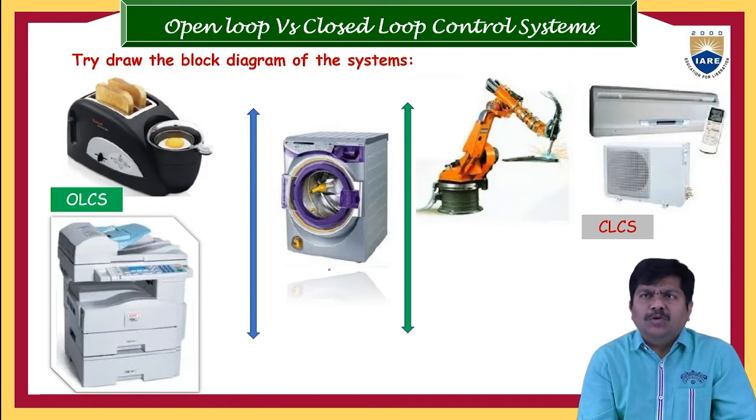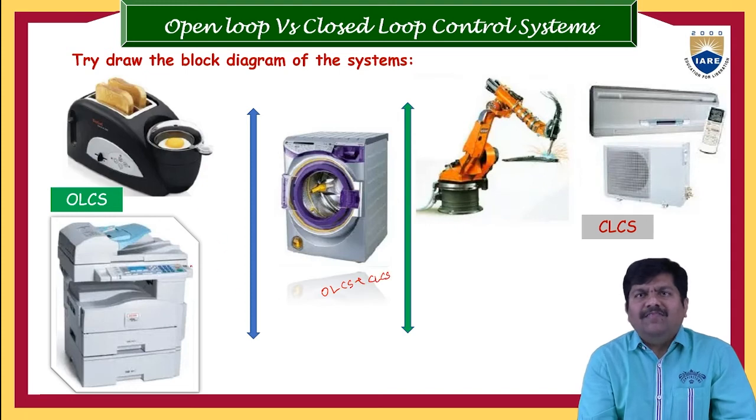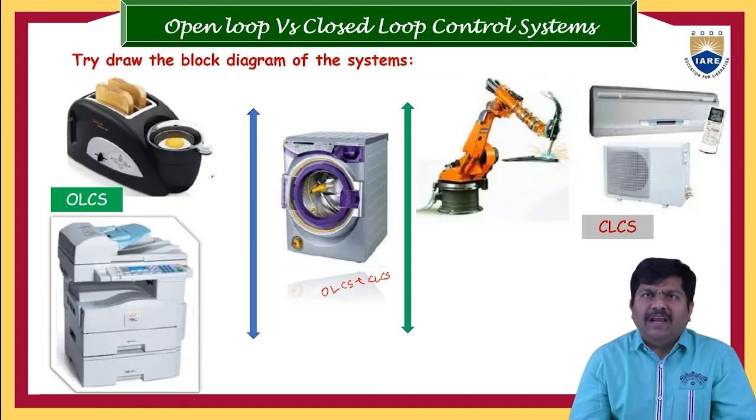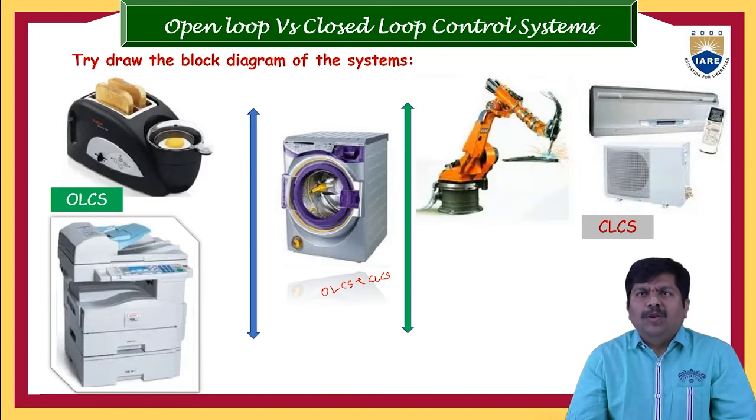And as I told you just now, the washing machine is a combination of open loop control system and closed loop control system. And another group is Xerox machines and some food related items. Those are open loop control systems.